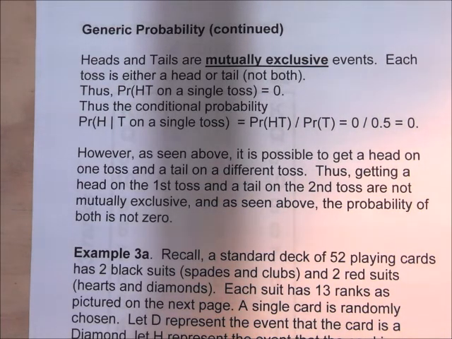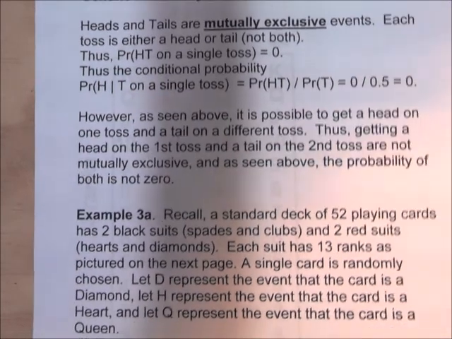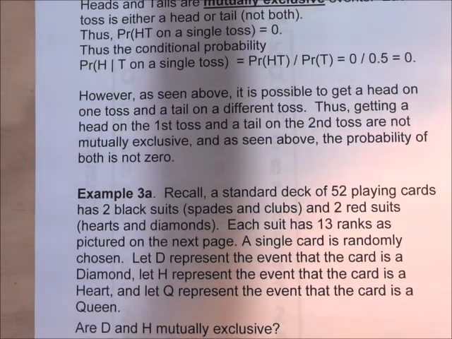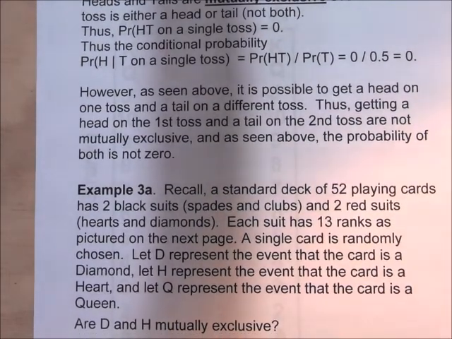But if we toss the coin more than once, then it is possible to get a head on one toss and a tail on the second toss. So those are not mutually exclusive. If the event is a head on the first toss and a tail on the second toss, those are not mutually exclusive. Another example to review: we have a standard deck of 52 playing cards.